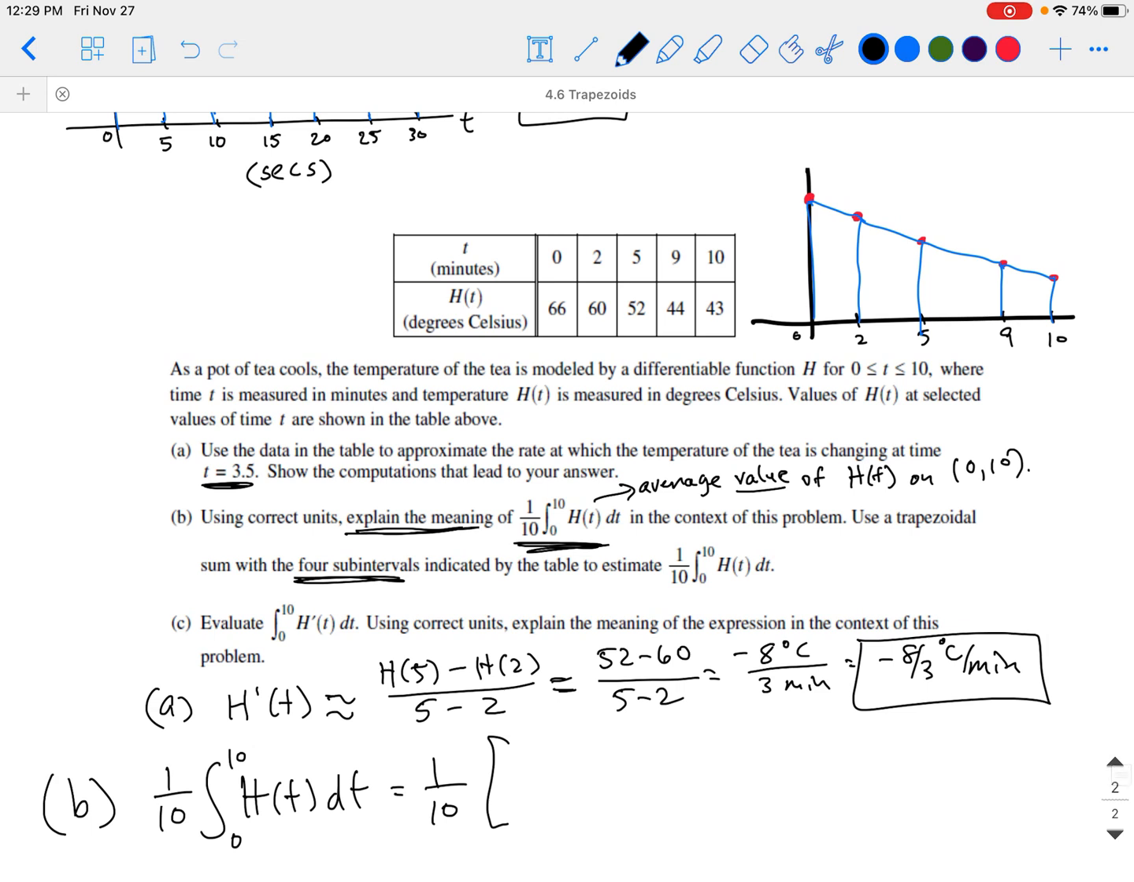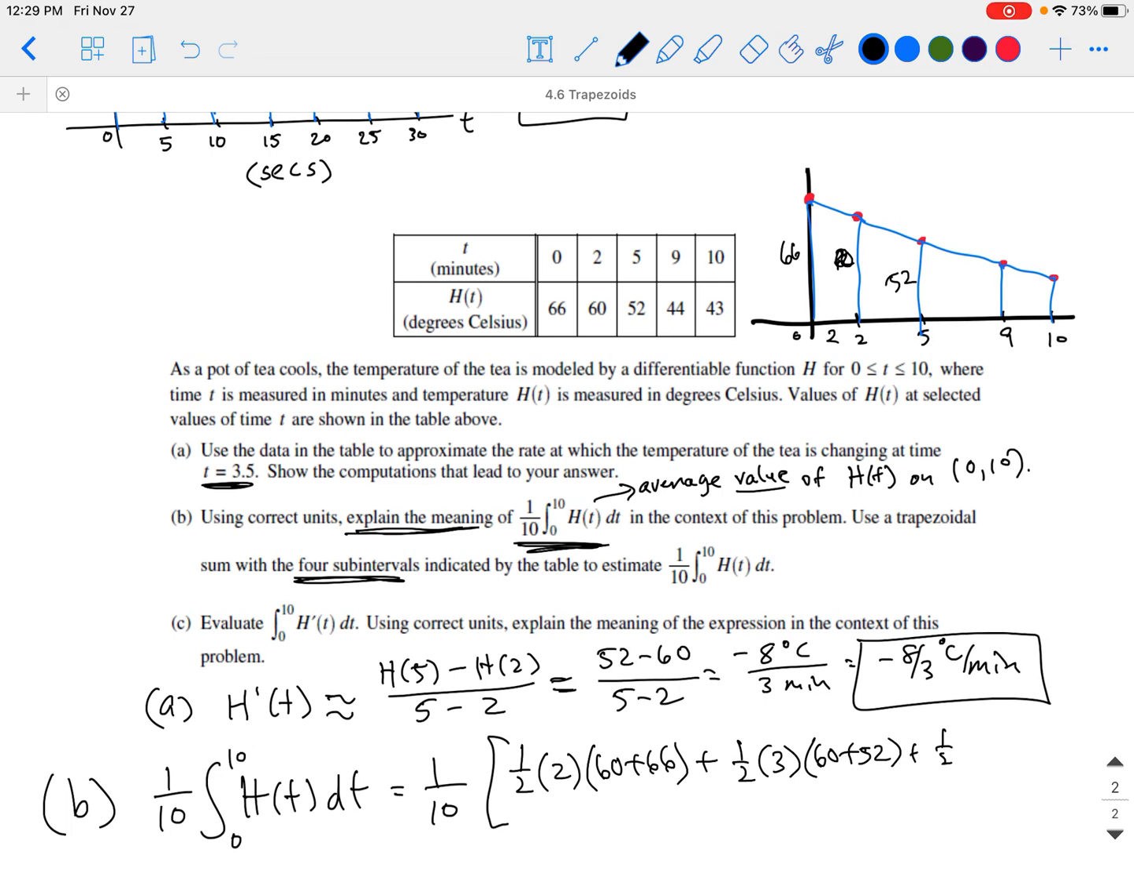So our first trapezoid is going to be 2 by 66 plus 60. Oops. So again, we're still just adding those function values. So we'll have 1/2 times 2 times 60 plus 66. And then the next one is going to be 1/2 times 3. And then that's going to be 60 plus 52.